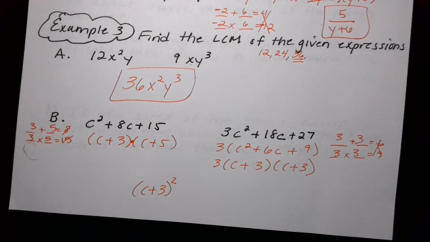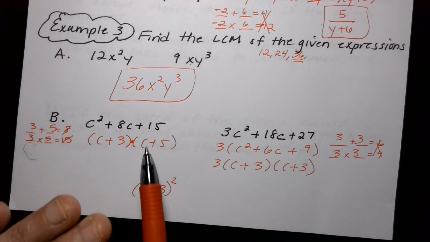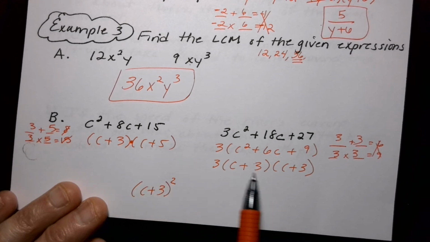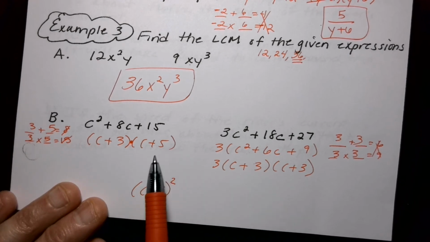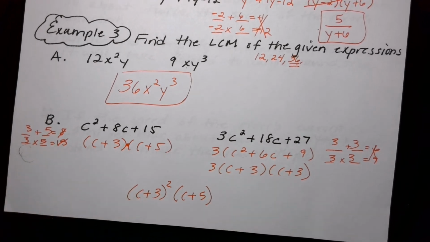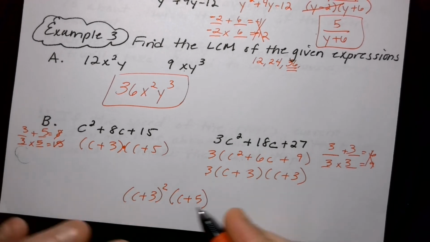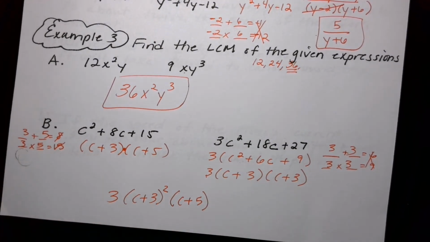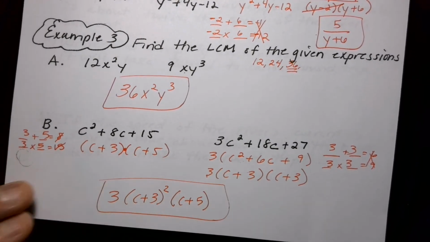Okay, and I got to include everything here. So are there anything else that you see? C plus 5. Which one has more? This one. Then you take that value. Okay, anything else you see? Yes, the 3. I'll put that out front. So this is the least common multiple.